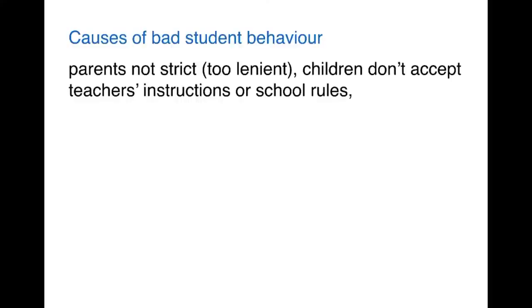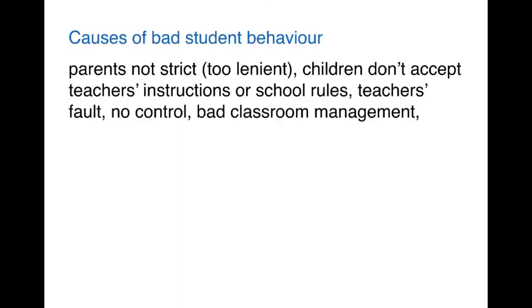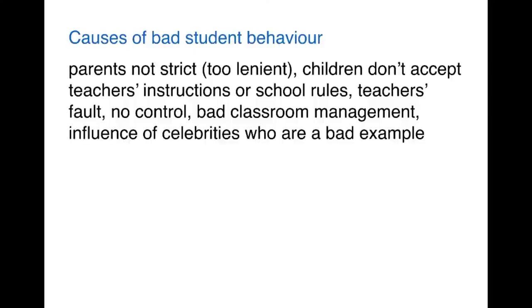Then my students had a different answer. Apart from the parents, we might blame schools or teachers. Teachers' fault. Why? No control, bad classroom management. And a final person or group of people to blame could be the influence of celebrities, who are a bad example. You can see there that we're blaming 3 different groups of people: the parents, the teachers and the celebrities. And this looks like a perfect example of ideas for a firstly, secondly, finally paragraph.